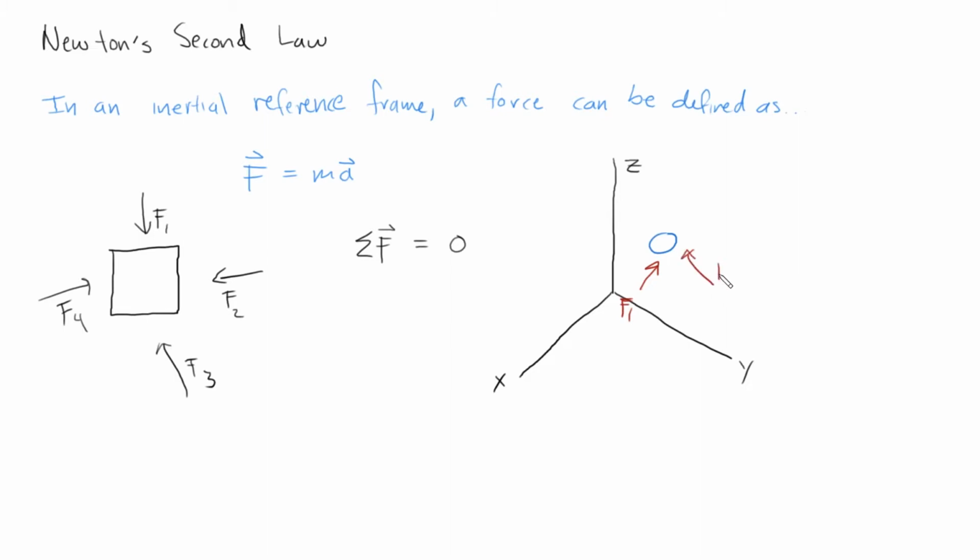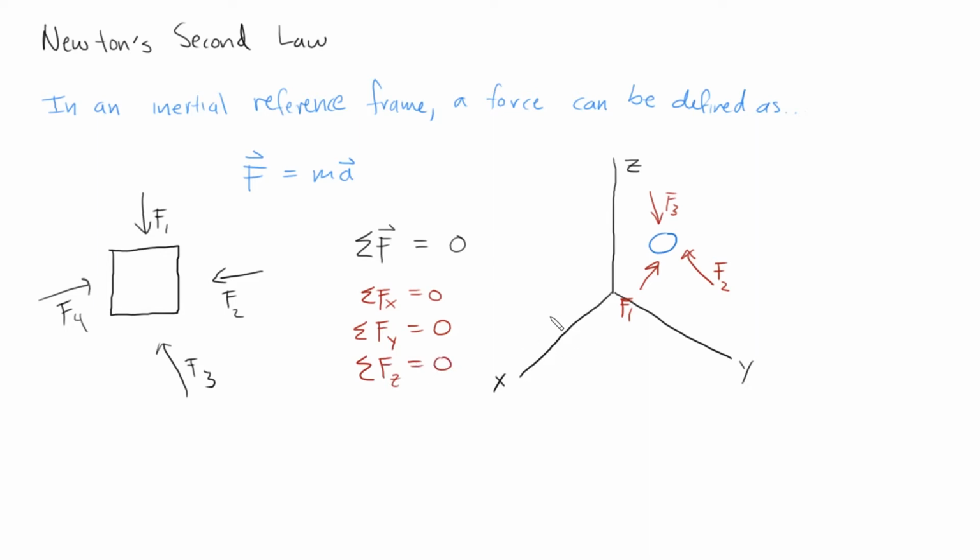So there's force 1, force 2, force 3. And these lie arbitrarily in space. So what we can say is that the sum of the forces in the x direction is equal to 0. The sum of the forces in the y direction is equal to 0. And the sum of the forces in the z direction is equal to 0.